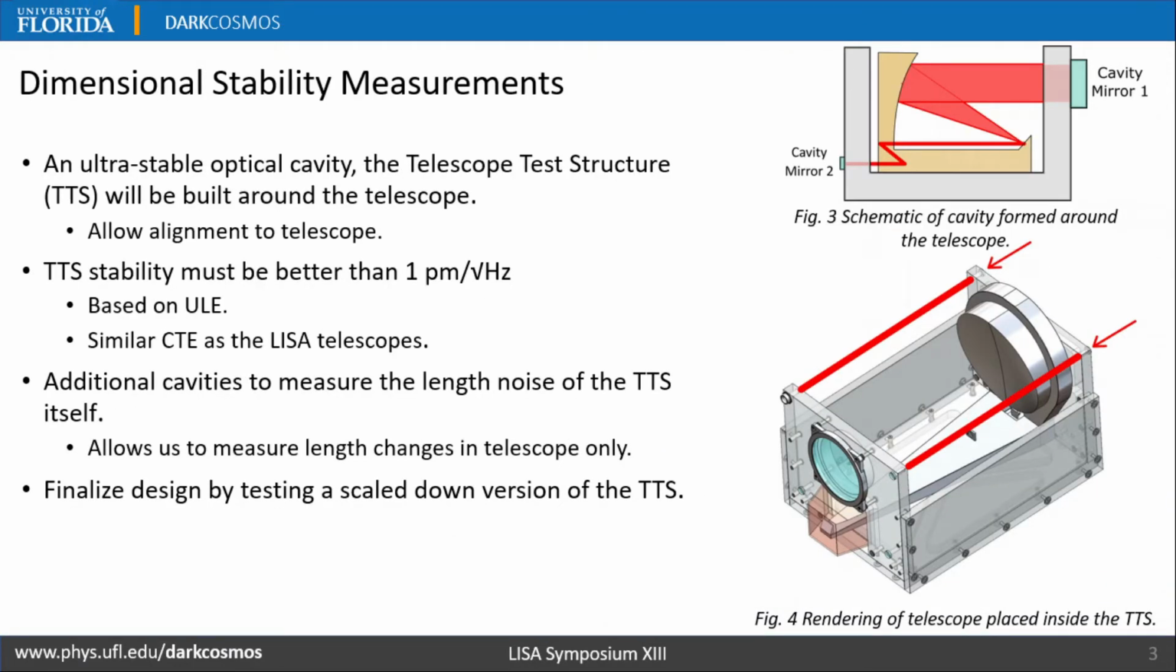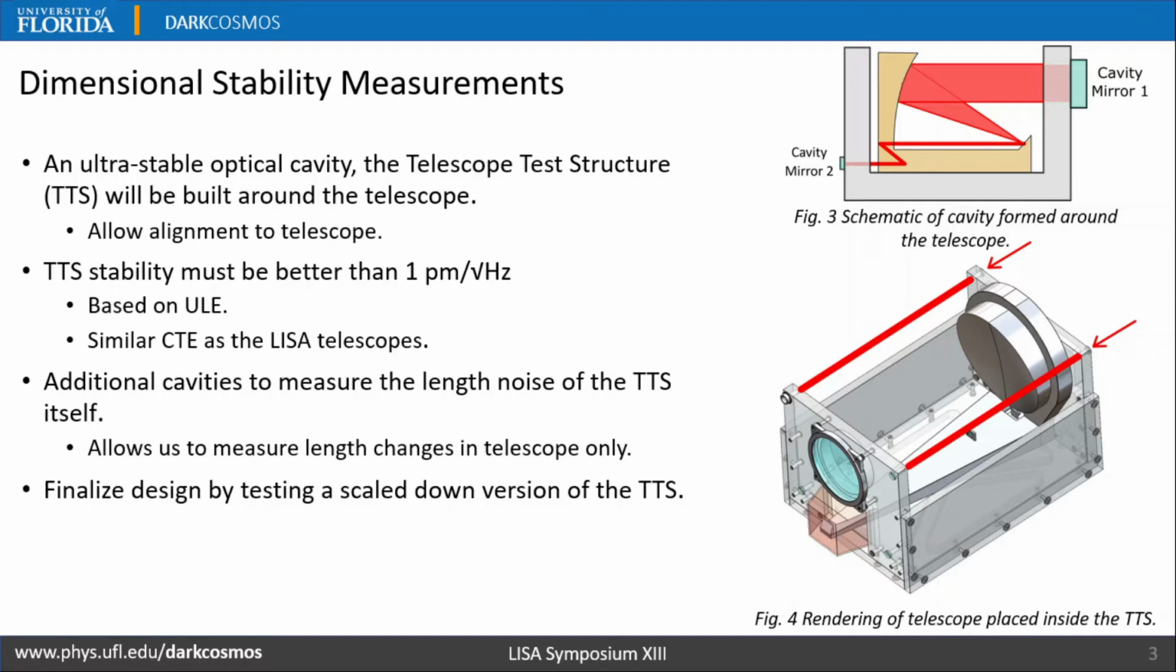The dimensional stability of the telescope will be measured by building an ultra-stable cavity around the telescope such that the telescope is a part of it. Figure 3 shows a conceptual arrangement of the telescope inside the TTS and the cavity is closed between the two mirrors. So, the TTS needs to be designed such that there is provision for internal alignment between the telescope and the TTS. It should be big enough to accommodate the roughly 84 cm long and 40 cm tall telescope and meet the stringent stability requirement, which means the TTS itself should display stability better than the LISA requirements.